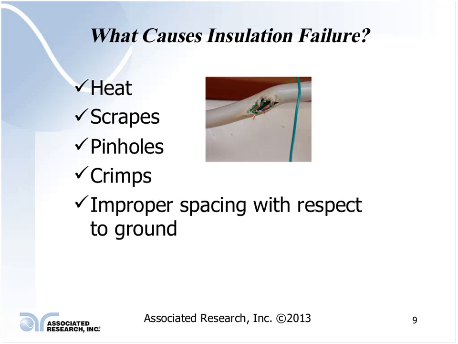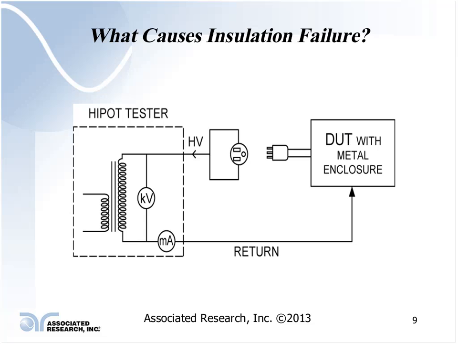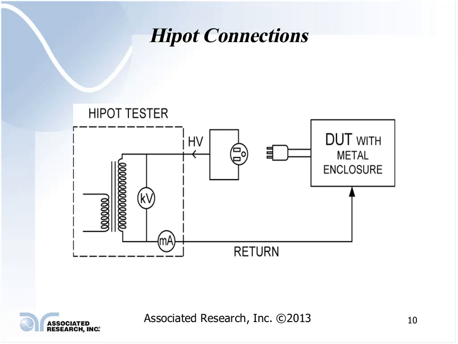Okay. Pinholes in the insulation. Wires can be pinched. You can have crimps that damage the insulation. Again, improper spacing with respect to ground. These are all types of failures that could occur. When you're performing a routine Hipot test, what are you actually doing?